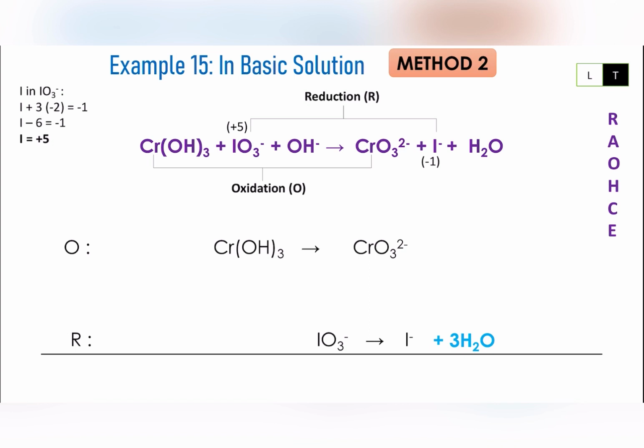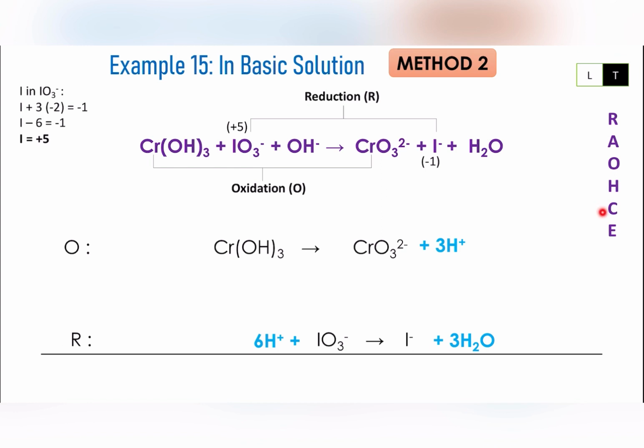Next, we are going to balance hydrogen. Here you got 3 hydrogen atoms, so I'm going to put at the right side plus 3H plus. And the next one, for reduction, you have 3 times 2, 6 hydrogen atoms, so I'm going to put here plus 6H plus. Now settle for hydrogen.